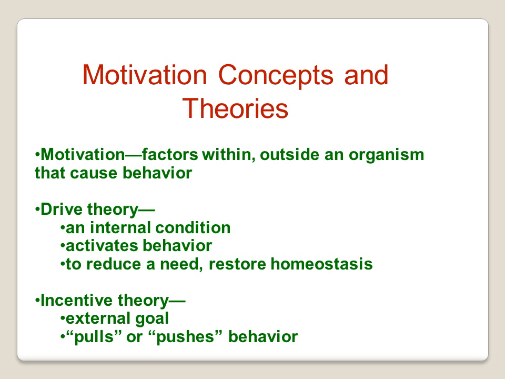Incentive theory states that motivation is related to some kind of external goals. These are things that are outside of the individual, things that pull you or push you to perform some kind of behavior. So incentive theory looks at external or extrinsic motivators. Something like money, for example, could be an external goal that you want to achieve, and acquiring a large amount of money pulls you to engage in certain behaviors.